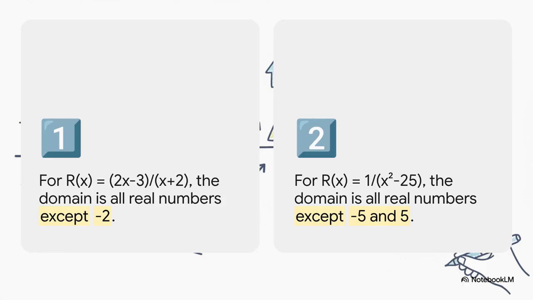Now look at the one on the right. The denominator is x squared minus 25. We set that to 0. What number, when you square it, gives you 25? Well, there are two of them, positive 5 and negative 5. So for this function, the domain is all real numbers except for 5 and negative 5.